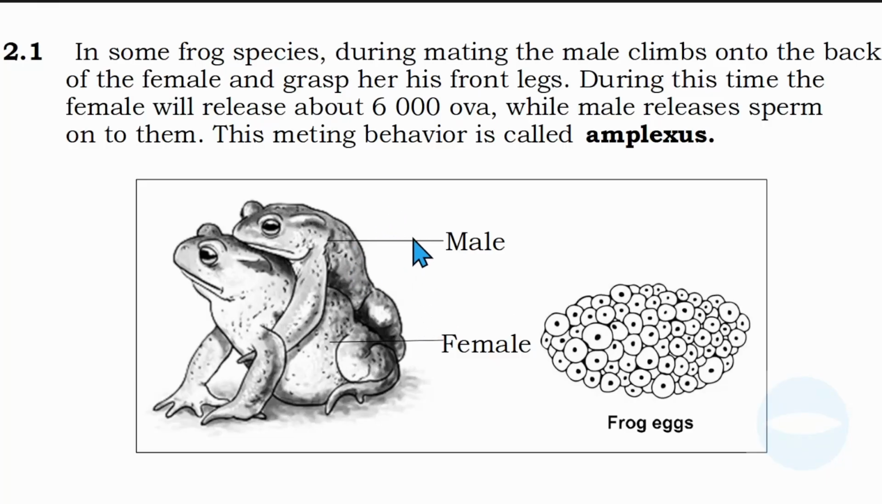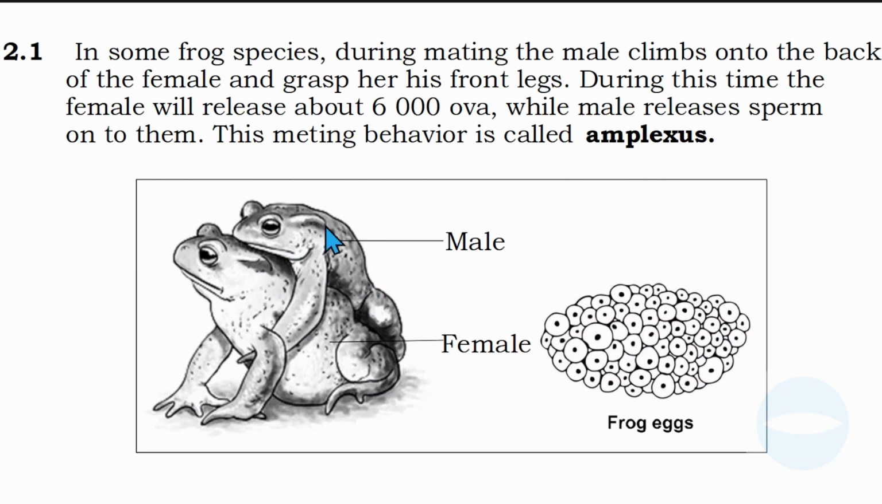First of all, let me analyze this question, 2.1. The question says, in some frog species, during mating, the male climbs onto the back of the female and grabs her with his front legs. During this time, the female will release about 6,000 ova, while the male releases sperm onto them. This mating behavior is called amplexus.